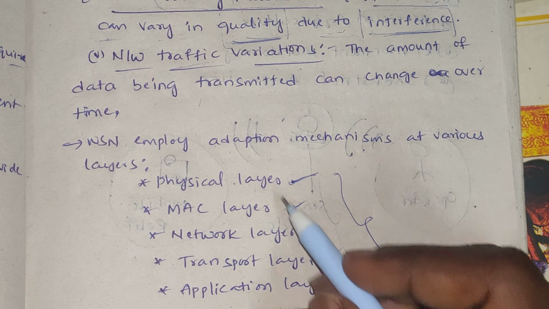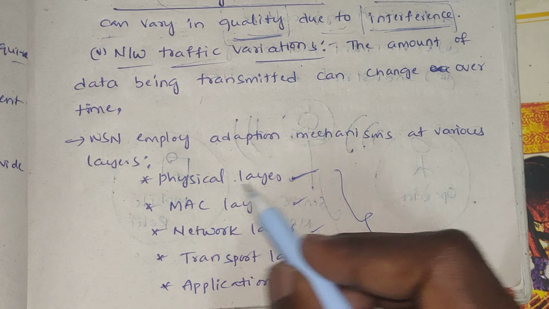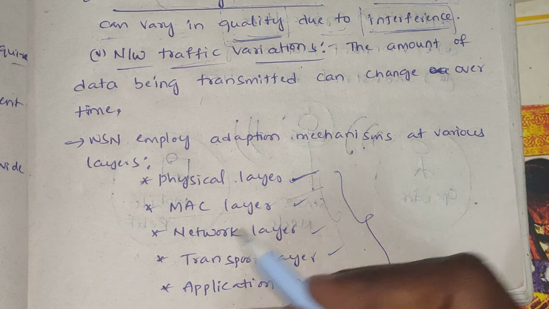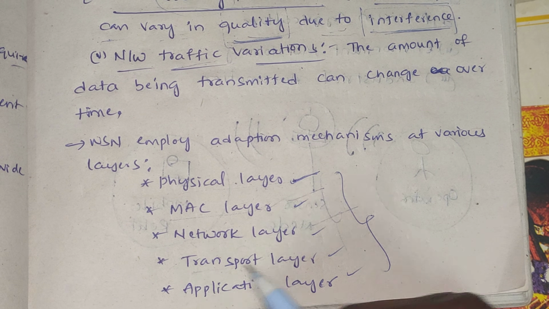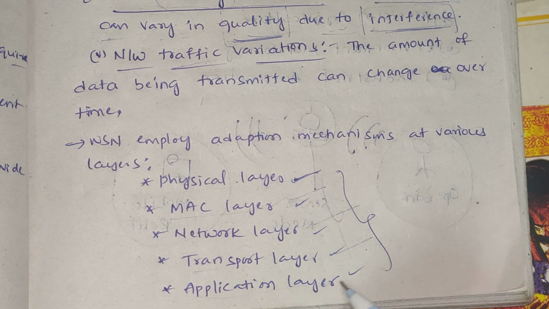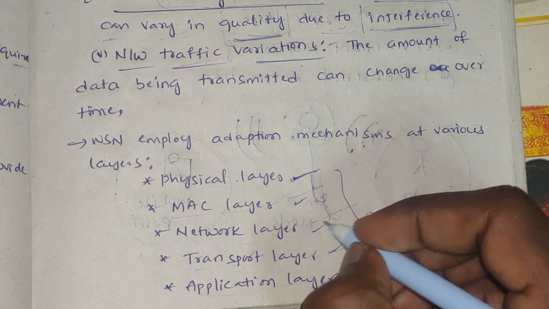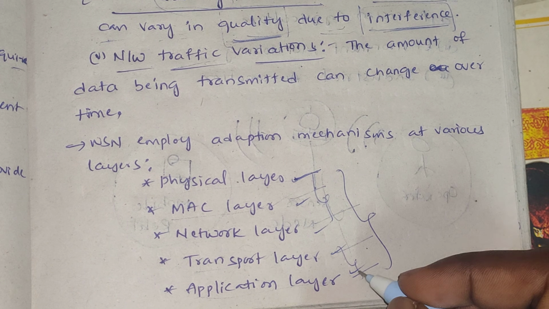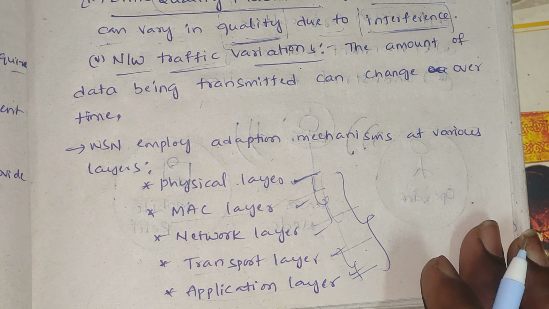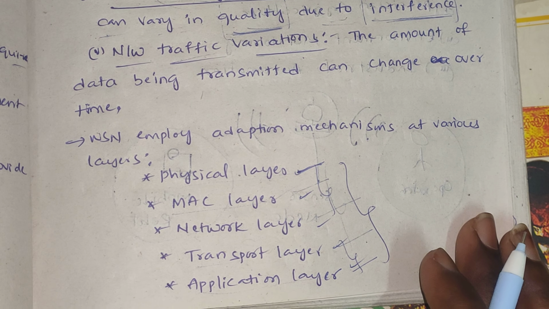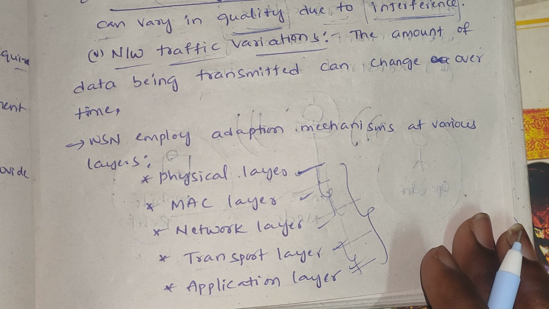Physical layer, MAC layer, network layer, transport layer, application layer. What is the physical layer we discussed? What is the MAC layer we discussed? What is the network layer we discussed? What is the transport layer we discussed? What is the application layer we discussed just before, right? These are the lower layers, and these two are the higher. This is the adaptation to the inherent dynamic nature of WSN.